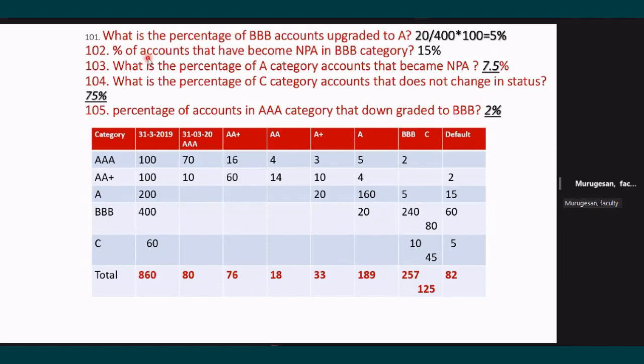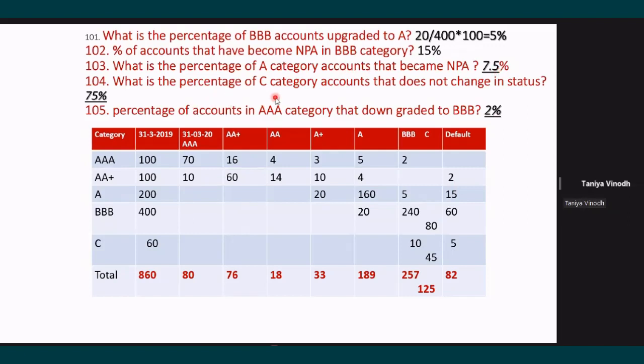Now next question. What is the percentage of accounts that have become NPA in the BBB category? In the BBB category there are 400 accounts. Out of the 400 accounts, next year 60 accounts have become NPA. So that means 15% is NPA. What percentage of A category accounts have become NPA? Out of 200 accounts, 15 accounts have become NPA. So 7.5%.